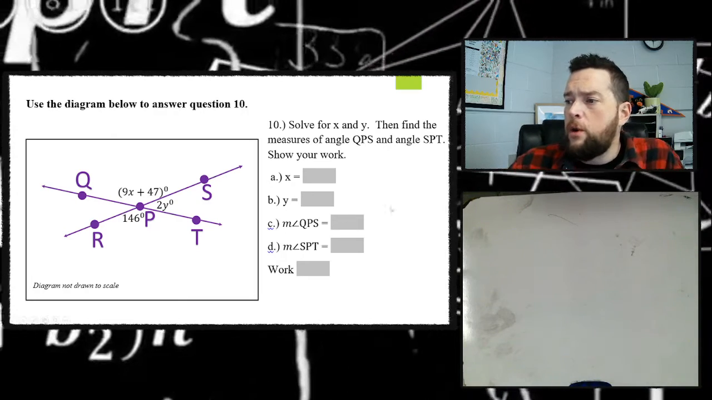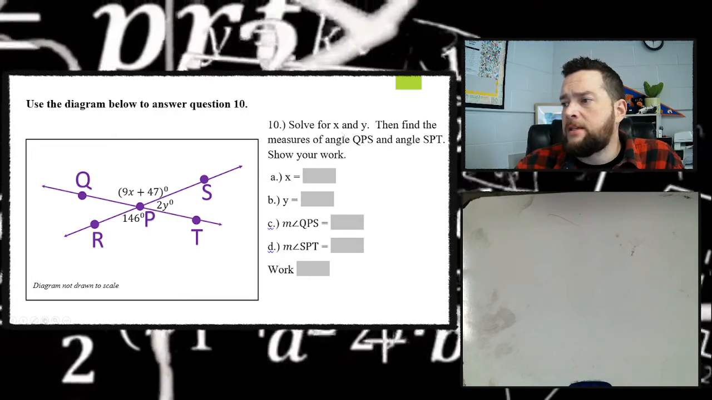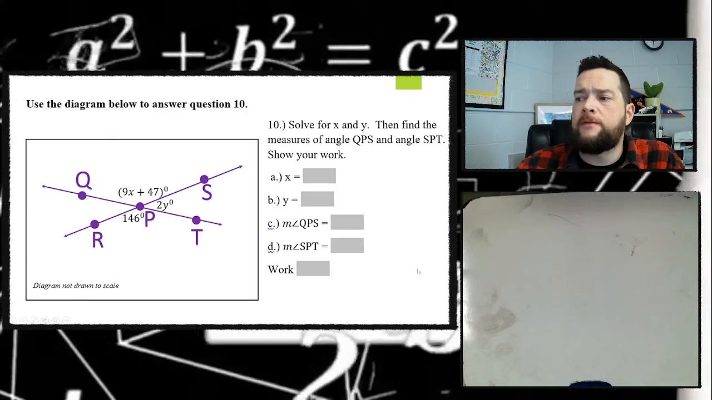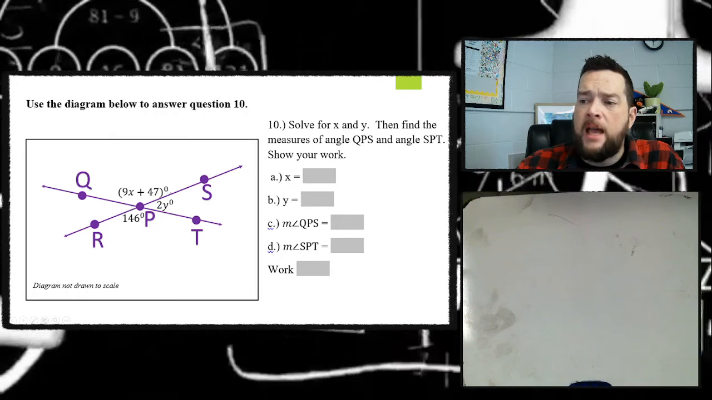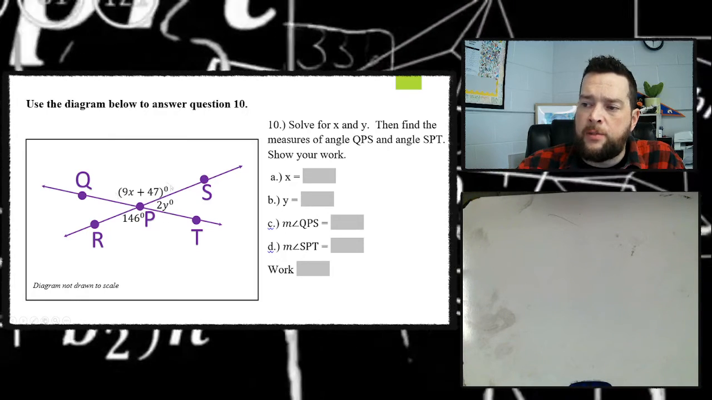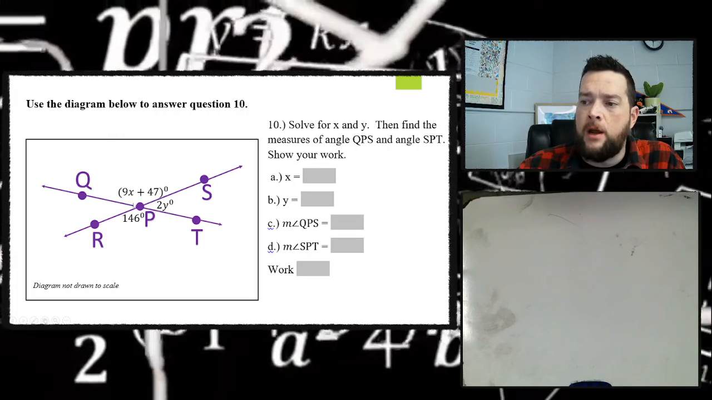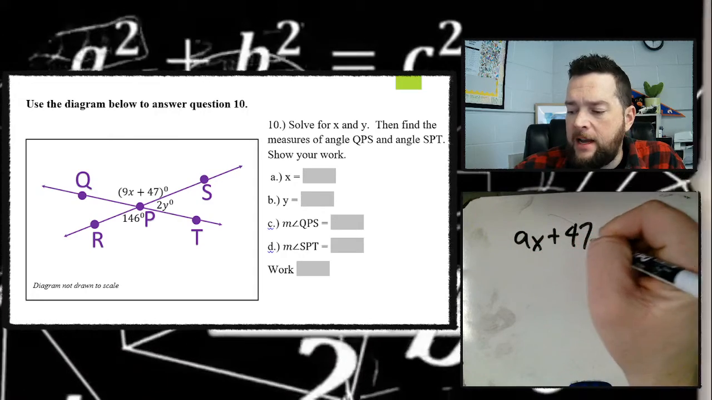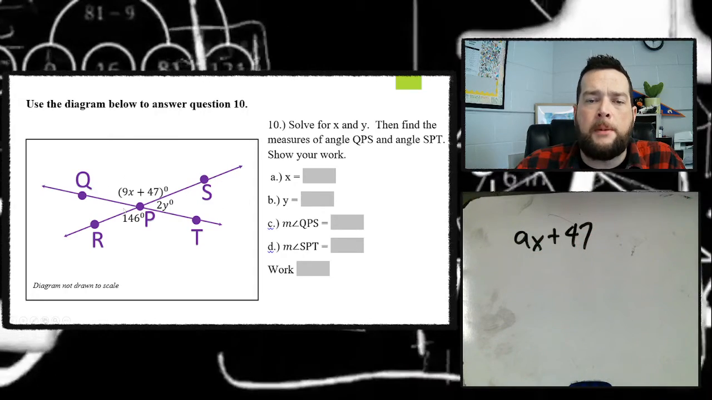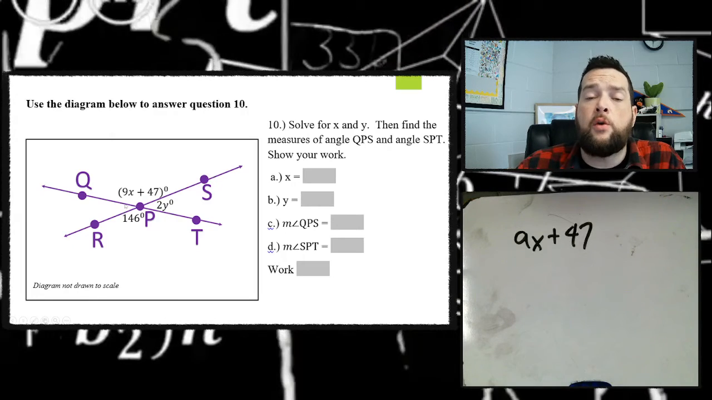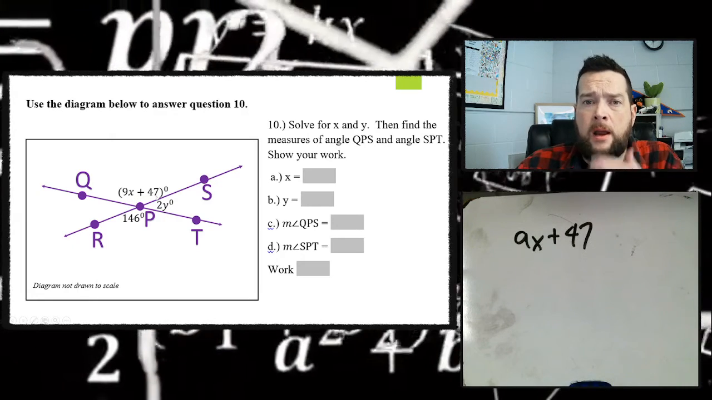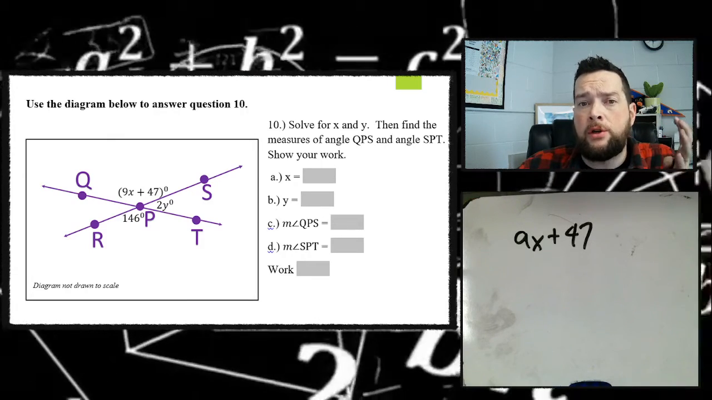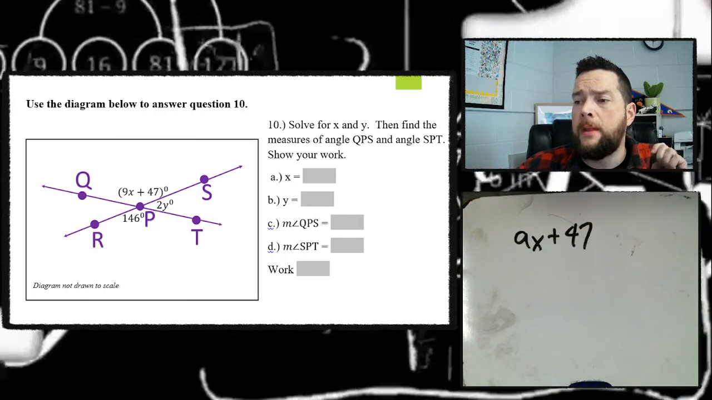Okay, first thing we're doing is solving for x. It says solve for x and y, then find the measures of angle QPS and SPT, and show our work. So the first thing we need to do is solve for x. If I'm going to solve for x, I am interested in the expression that has an x in it. It's that one right there, 9x plus 47. And I need to find out if I have any information in this problem that helps me know what that has to equal in terms of just a whole degree.